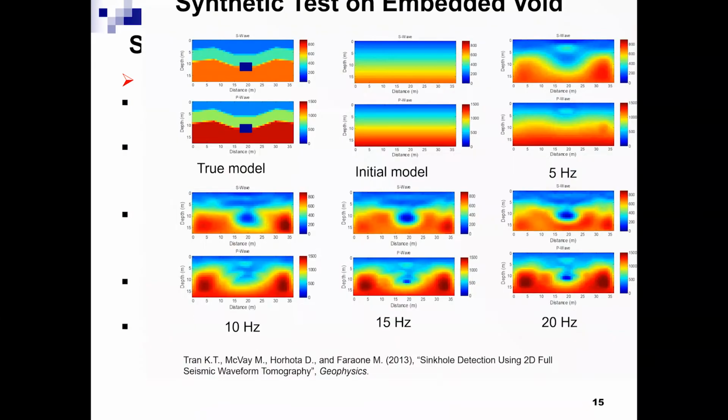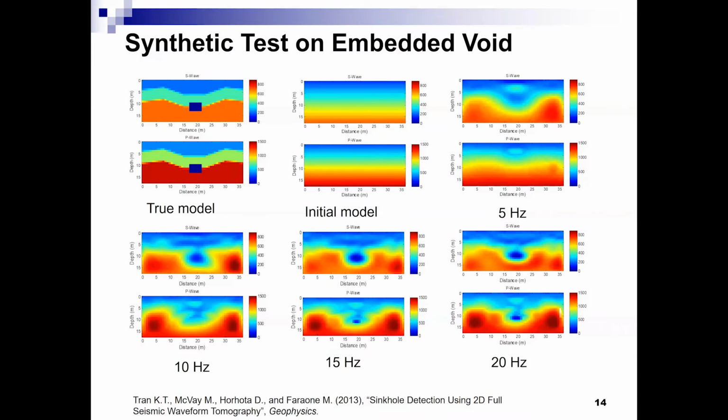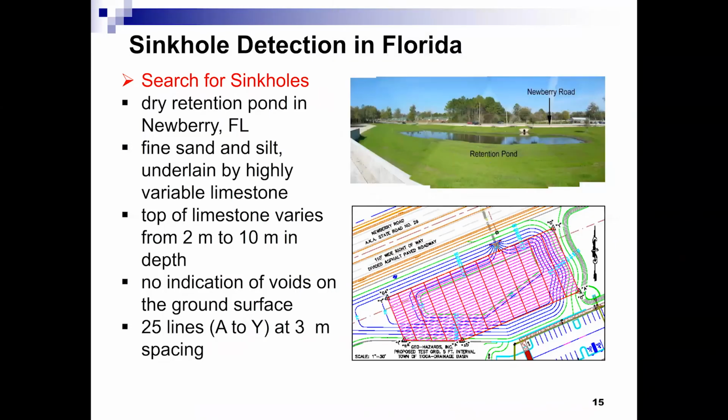And then we bring it to the field. So we did it at several sites. So far, the method worked well for more than 20 test sites in many states. And 2 of them with a void I will show here: one for a sinkhole in Florida and one for an abandoned mine void in Ohio. So this is the Newberry site.